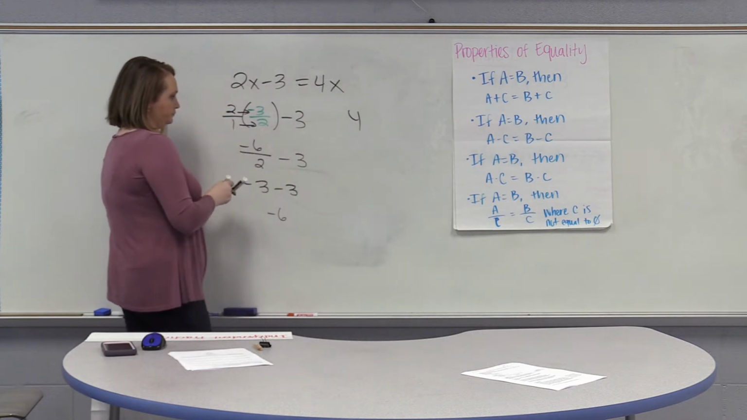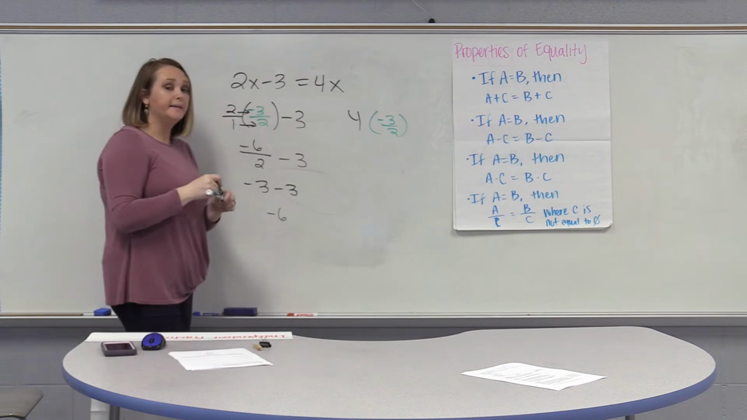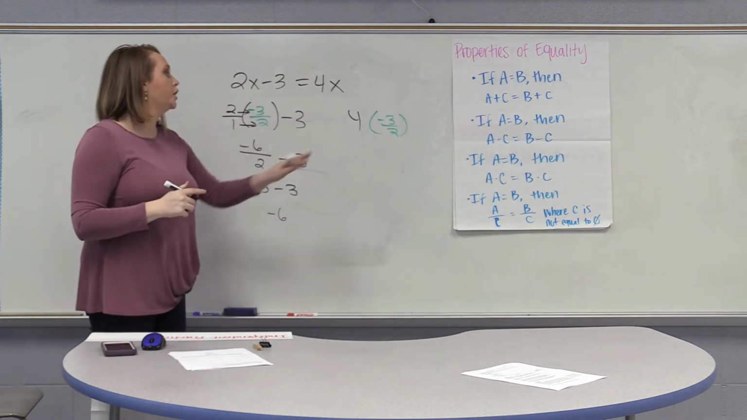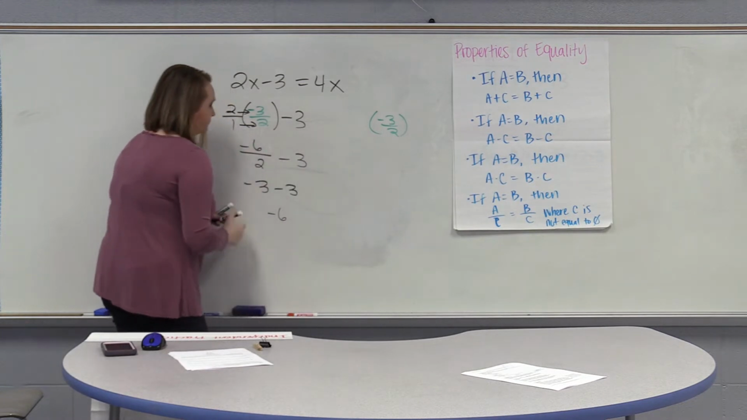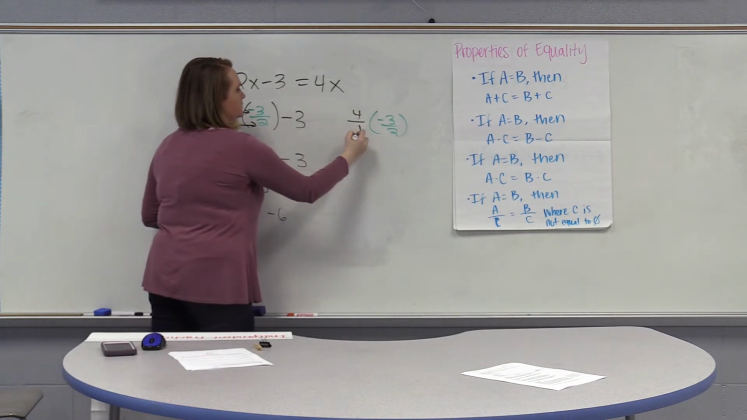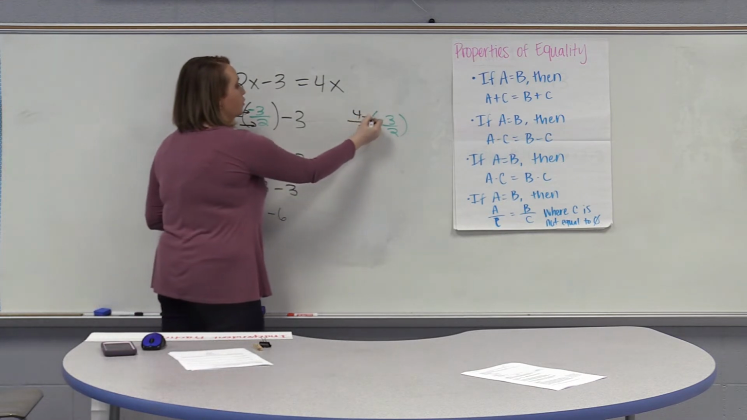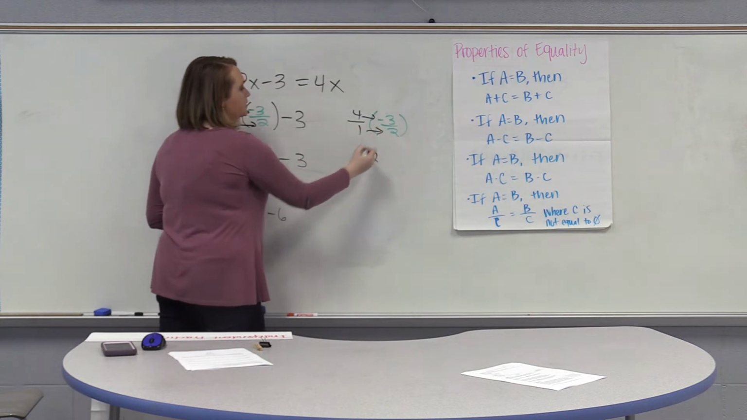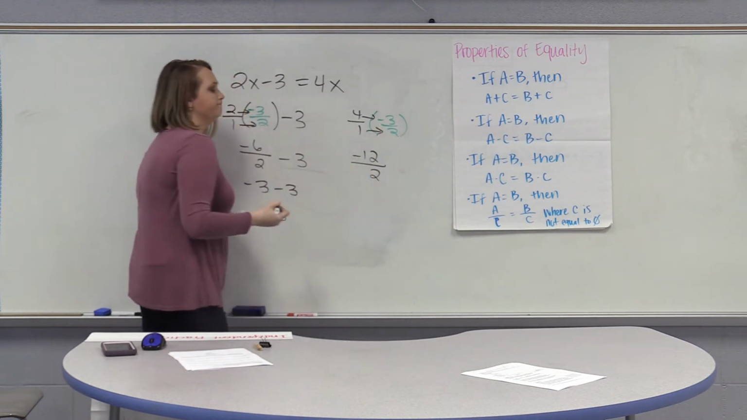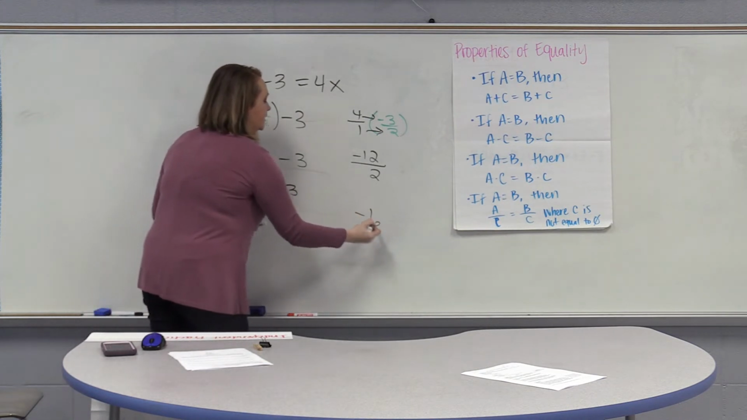4 times -3/2. Again, I'm going to use my method of turning 4 into a fraction, 4 over 1. And now I'm going to multiply my fractions straight across. 4 times negative 3 would give me negative 12. 1 times 2 would give me 2. And I know that negative 12 halves is equal to negative 6.